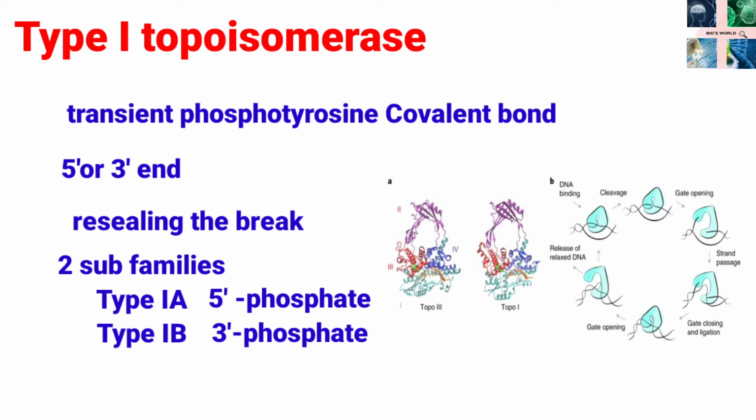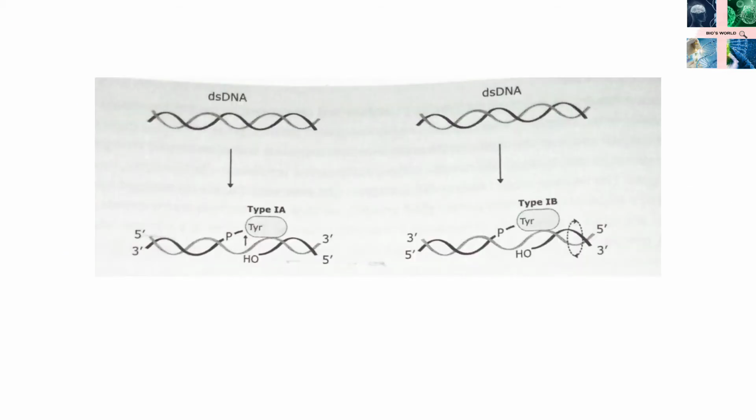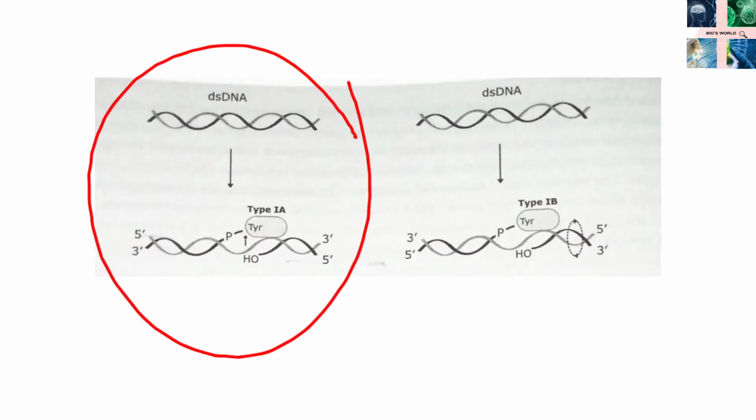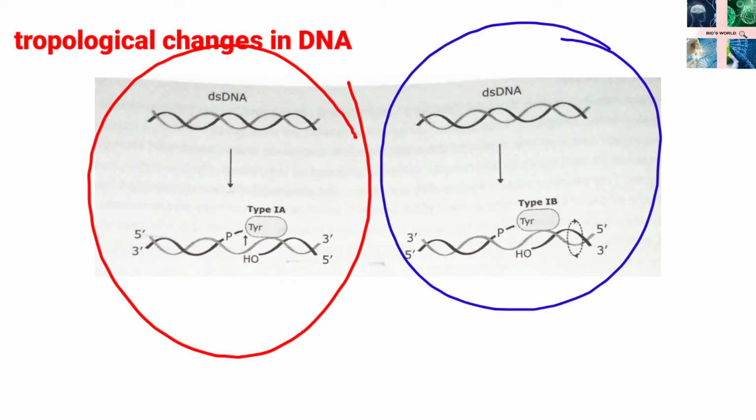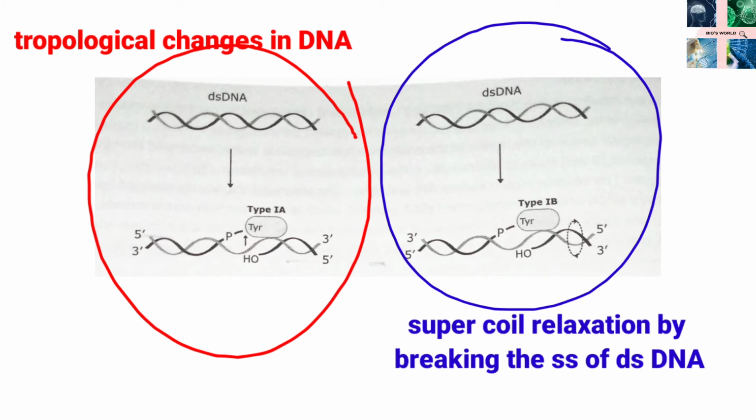remaining phosphodiester bond. Here in the figure you can see type 1A topoisomerases affect topological changes in DNA through a strand passage mechanism, whereas type 1B affect supercoil relaxation by breaking a single strand of double-stranded DNA, and it allows one DNA strand end to rotate with respect to the other around the intact phosphodiester bond on the opposite strand.